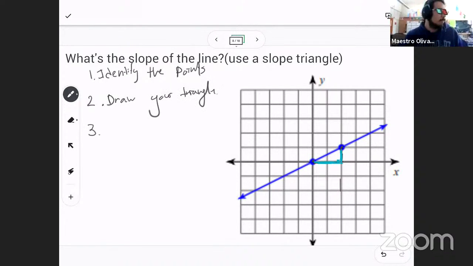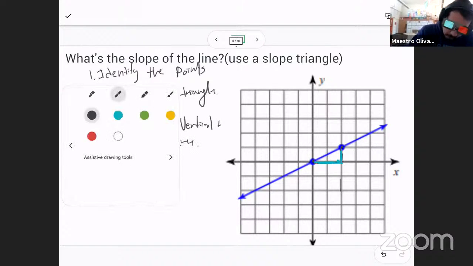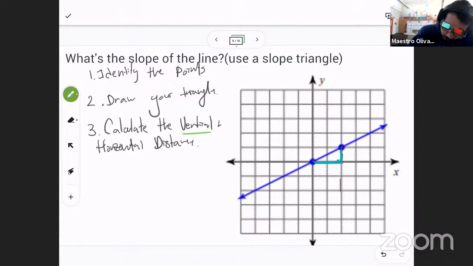What's my third step? Ooh, some of you already had that typed out. I love it. Calculate the vertical and the horizontal distance. Okay, let's do it. Calculate the vertical and horizontal distance. So I'm gonna use colors here to help us out.